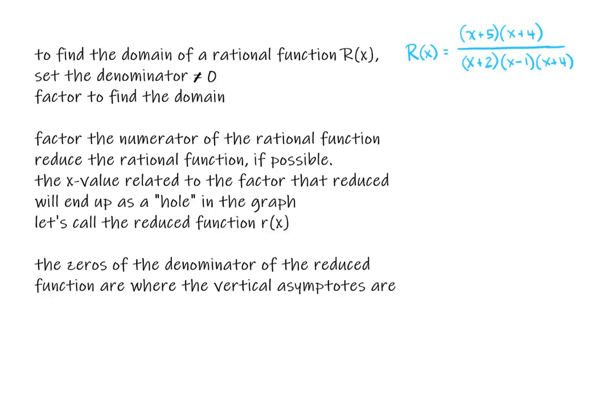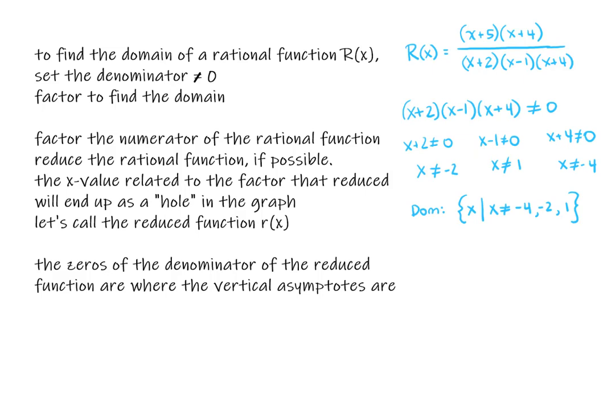Now let's practice finding the domain and the vertical asymptotes of this rational function. I wrote it in factored form just to make it a little bit easier to use. But when we're looking at the domain of this rational function, the only thing we care about is the denominator. So I'm going to set that denominator not equal to 0. And so I'm going to get the domain that x is all real numbers except for negative 4, negative 2, and 1.